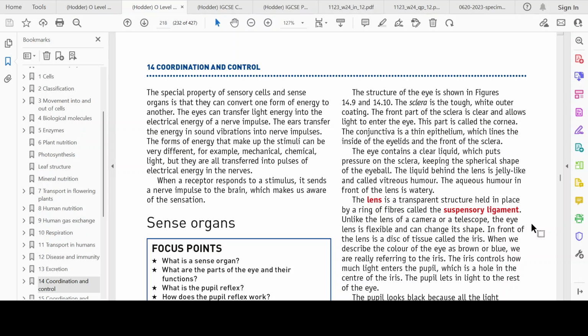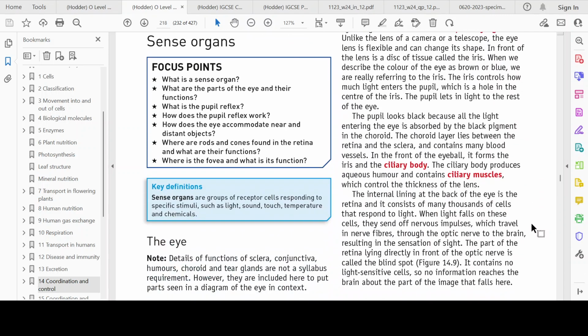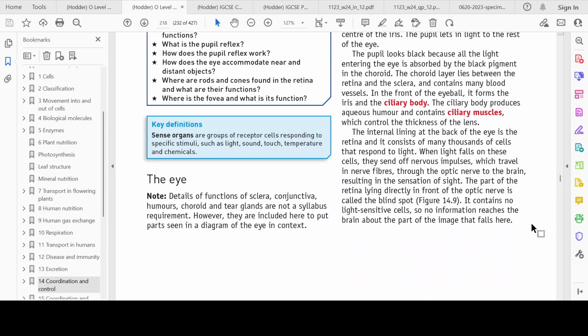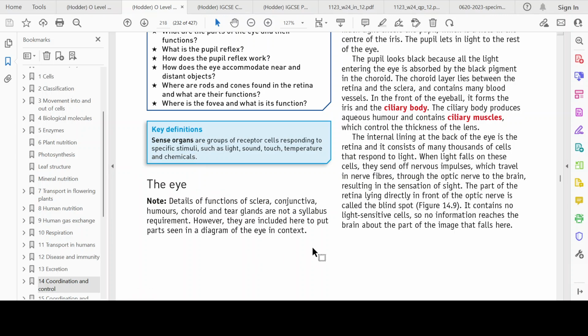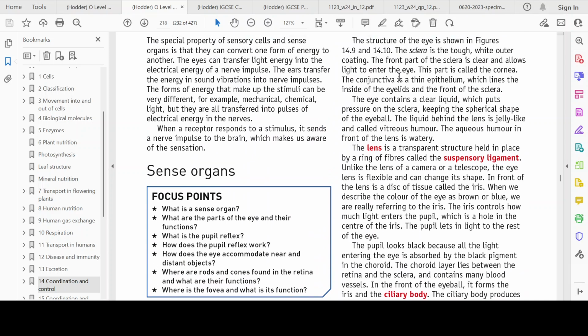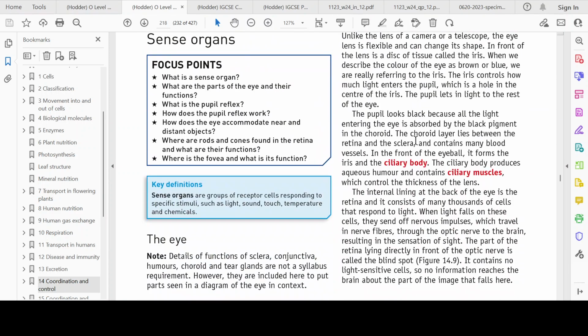So now we're moving on to talking about sense organs, and our primary focus will be the eye. Sense organs are groups of receptor cells responding to specific stimuli such as light for the eye, sound for the ear, touch for the skin, temperature for the skin as well, and chemicals also for the skin and others. Now, over here, they've explained the different parts of the eye and what they do in text. You can read through that.